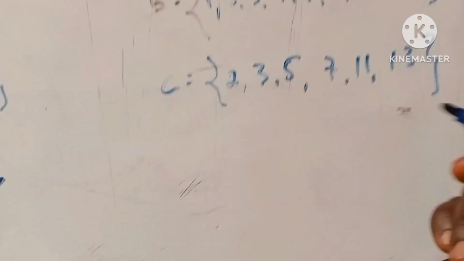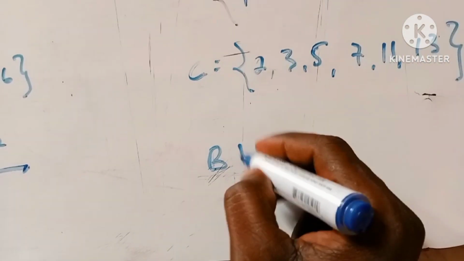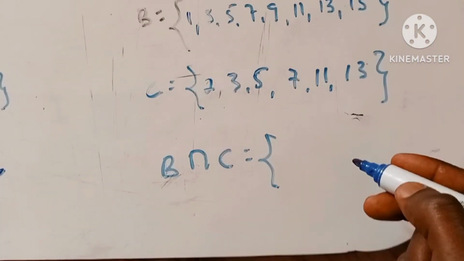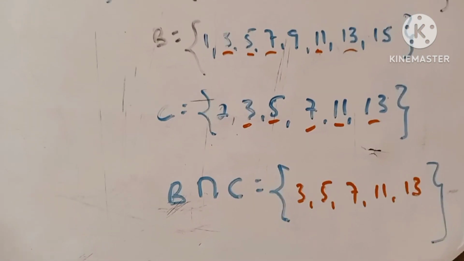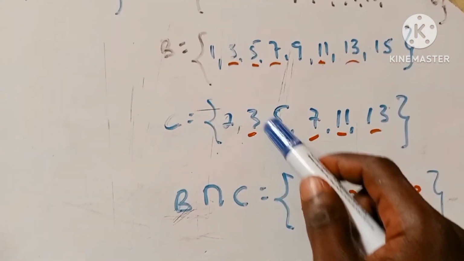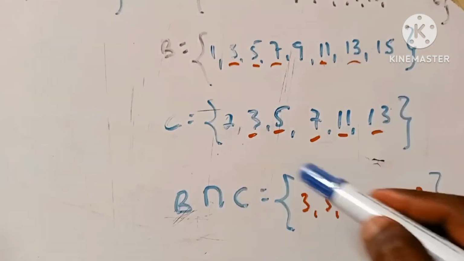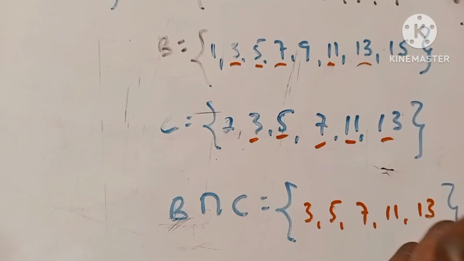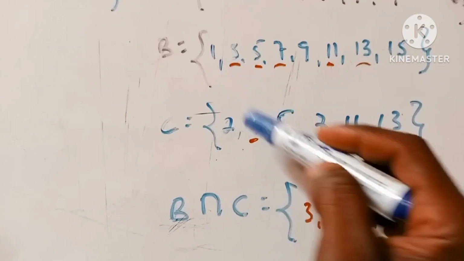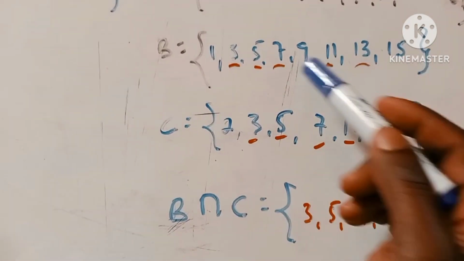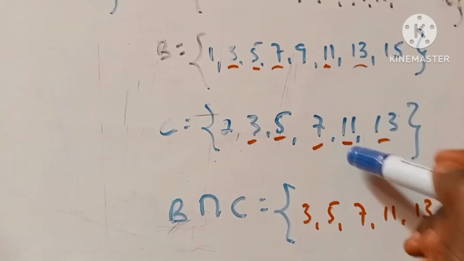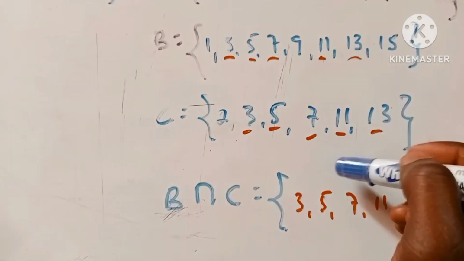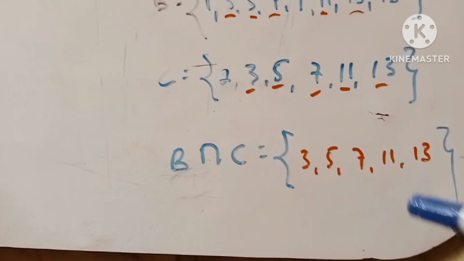So perfect. Now this is the question that we are asked, B intersection C. You know the meaning of the intersection, right? The meaning of the intersection here is people that are in the B, and then they are also in the C, right? So does it make sense? So you have 3 here, 3 here, 5 here, 5 here, 7, 7 here, 11, 11 here, right? 13 and 13 here. Those are the intersections that we are talking about. This is exactly what you're having.